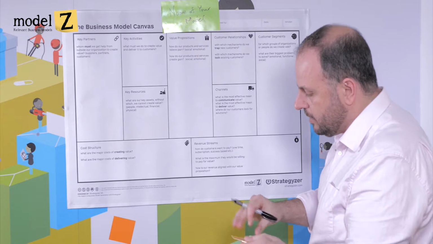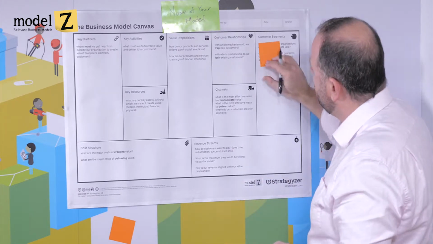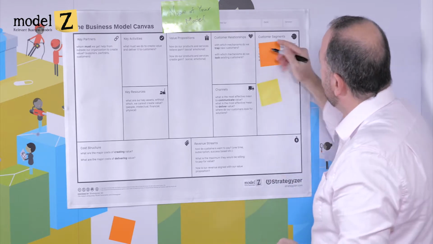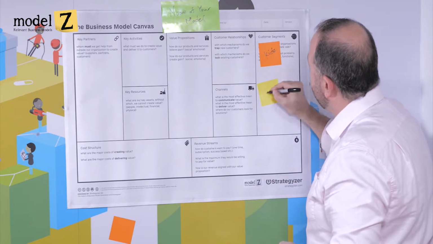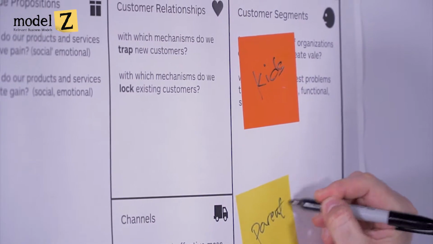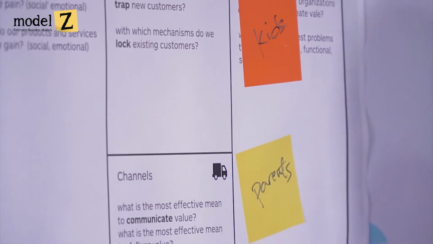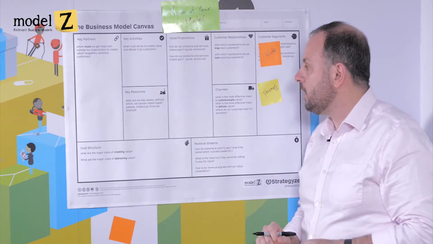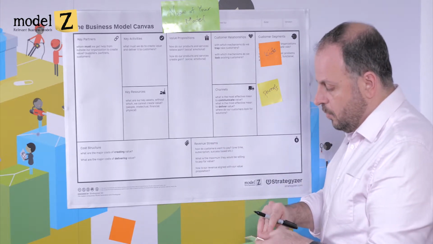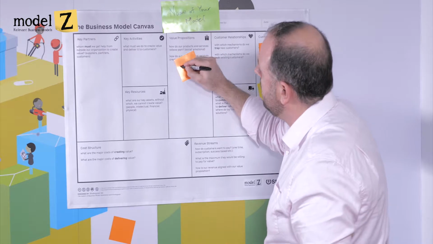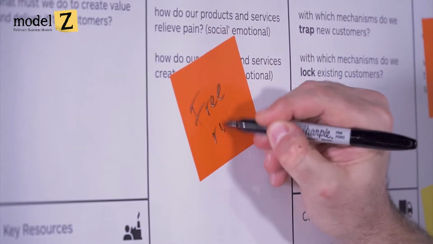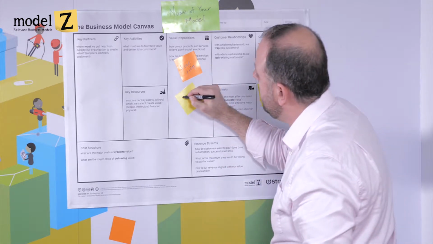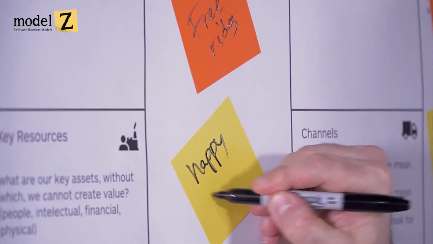Let's get back to kids and parents. And I think rule number two comes into play here. So kids and then parents. And what you're seeing here is that I'm using a different color. So color coding is really important when we're working with a business model canvas. The reason is we put value proposition A, say free rides, and then value proposition B, happy kids, okay?